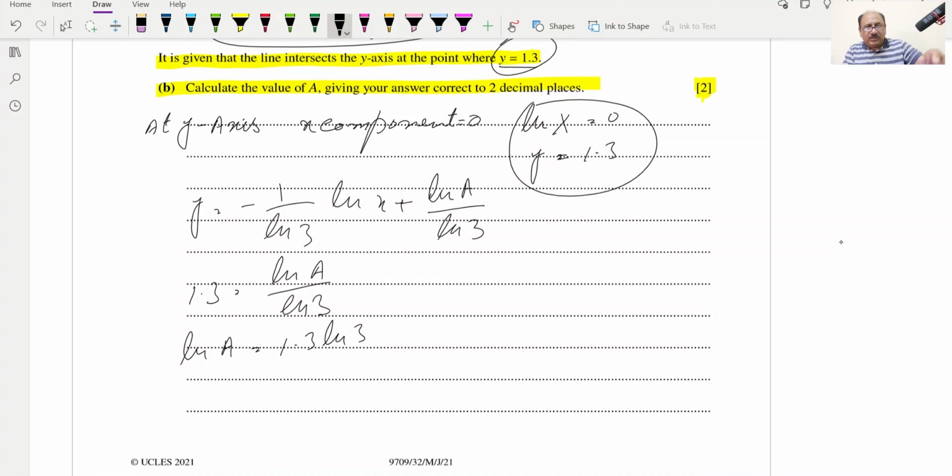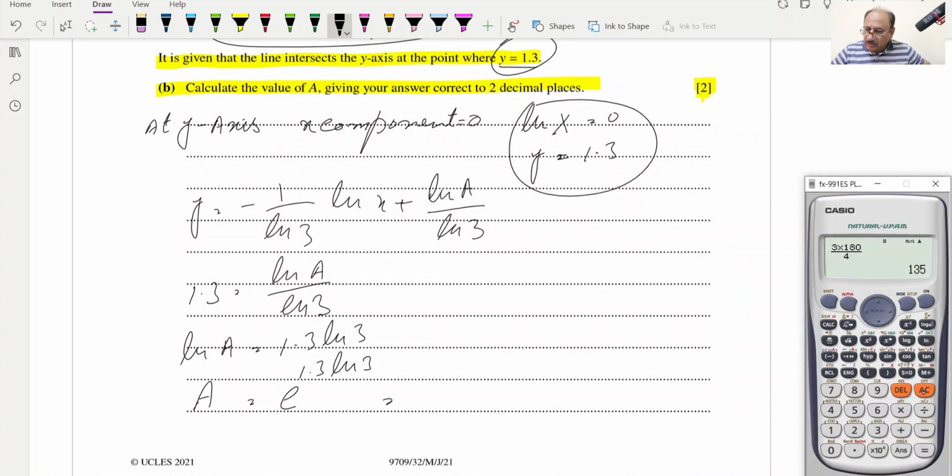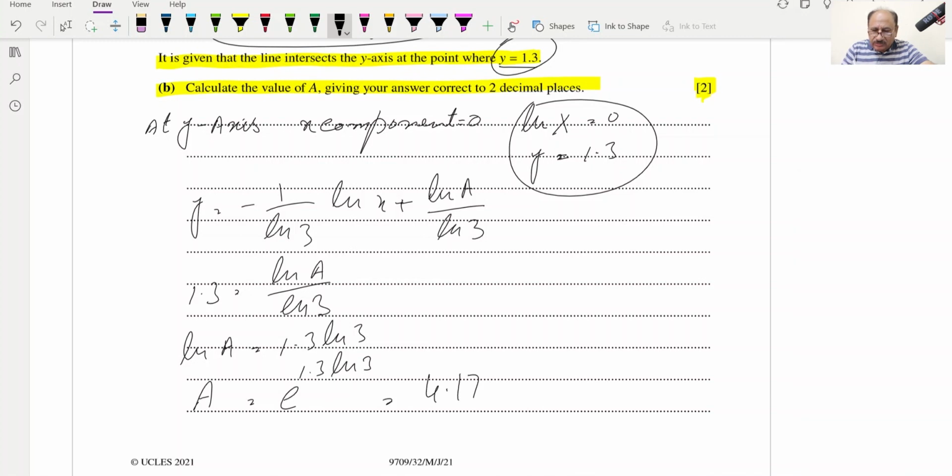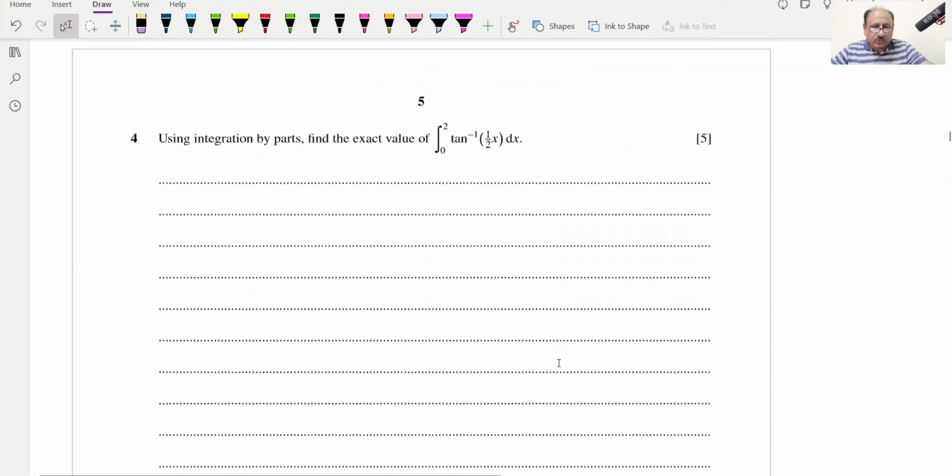And now we can take e. So a will be equal to e raised to power 1.3 log of 3. And this one we can calculate with the help of a calculator. So e raised to the power 1.3 log of 3 is equal to 4.17 up to two decimal places. 4.17, this will be the final answer for 2 marks. We are done with question number 3 as well.